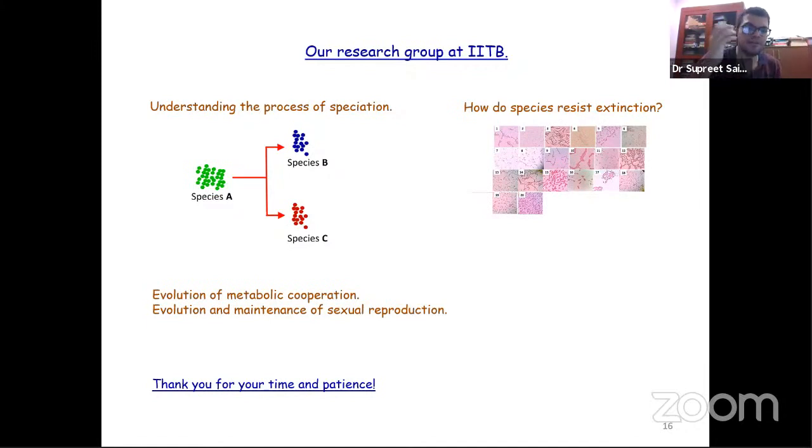And we try and create conditions in labs such that speciation events will happen, and we try and understand the underlying theory behind it. At the same time, we try and understand how species resist extinction by evolution of cooperative relationships, and that ties in with this theme of evolution of metabolic cooperation. Again, theory and experiments with this. And one of the theoretical questions that we're interested in is the evolution and maintenance of sexual reproduction, which is a separate topic. So, thank you for having me here, and I will be happy to take any questions.